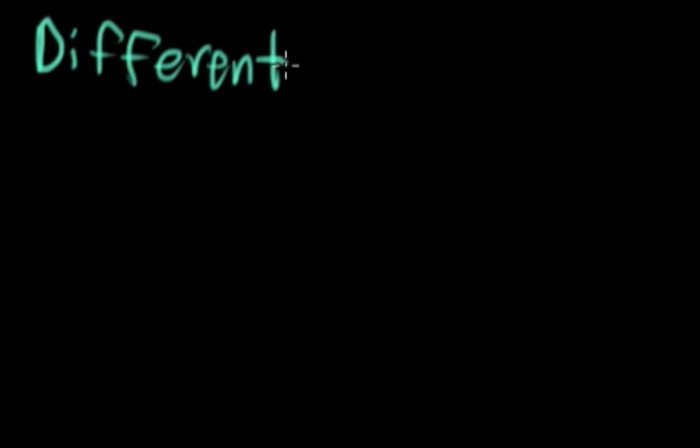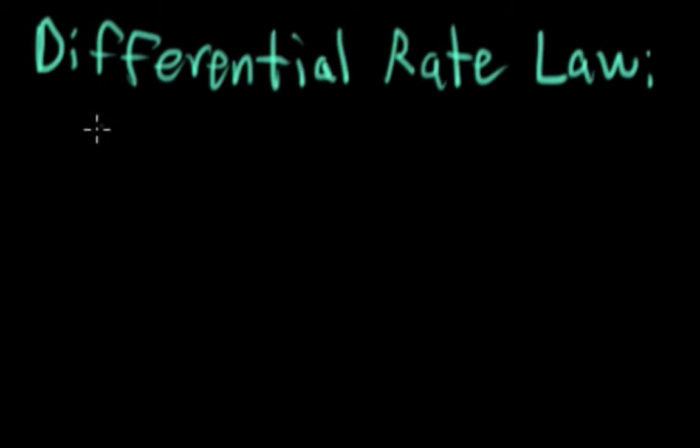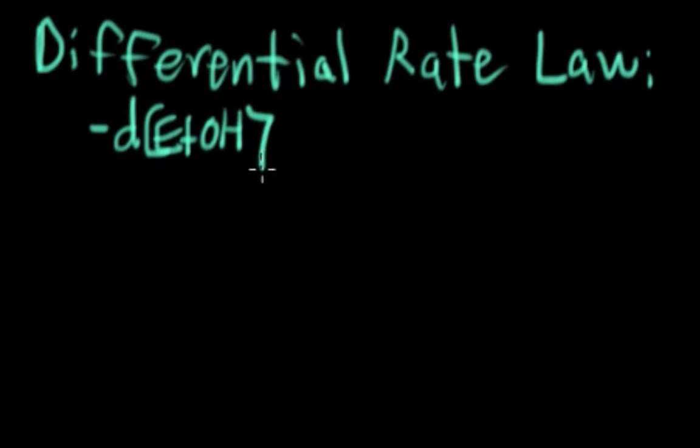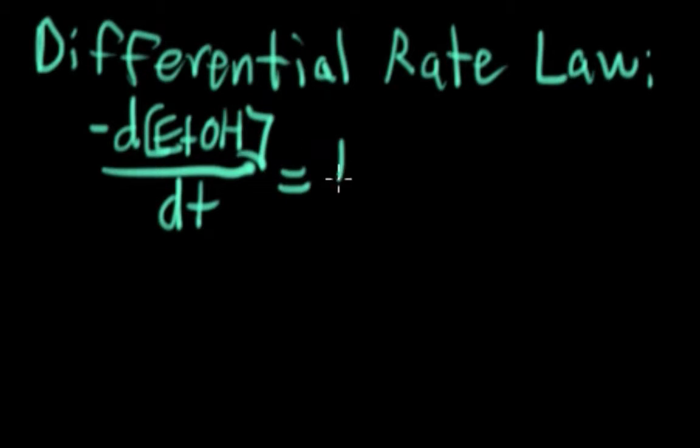The first rate law that we have is the differential rate law. For a zero order reaction, that says that the rate, which is negative d concentration of ethanol over dt, is equal to k. There is zero dependence of the reaction rate on the reactants. That's how I remember the rate law for a zero order reaction.